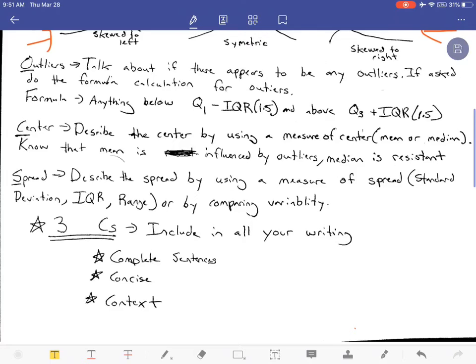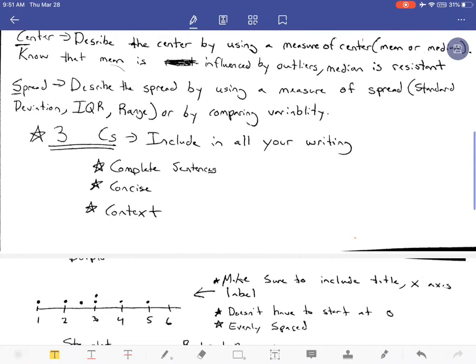Now, when you're writing a response, you want to make sure that you're including the 3 C's. So remember the 3 C's listed right here. This is just a way to check to make sure that you're tying your paragraph together in an effective manner. So you want to make sure you're using complete sentences, pretty self-explanatory. You want to make sure it's concise.